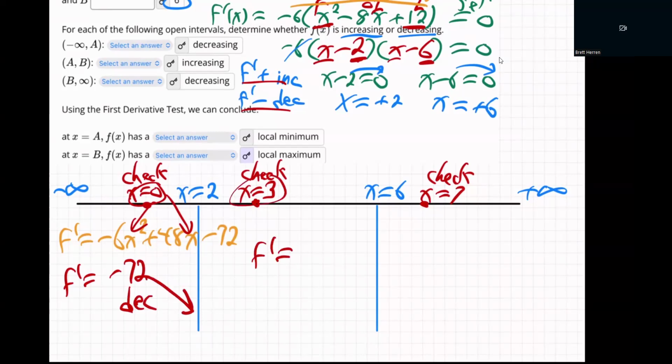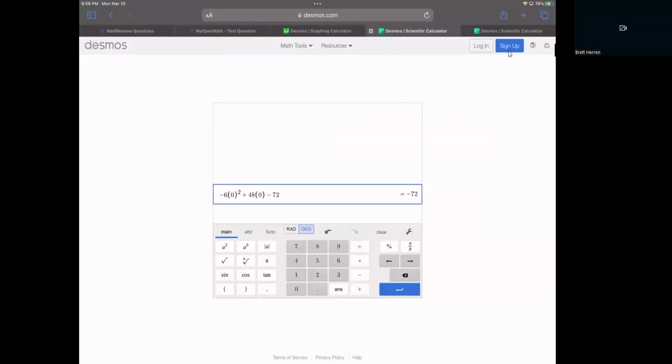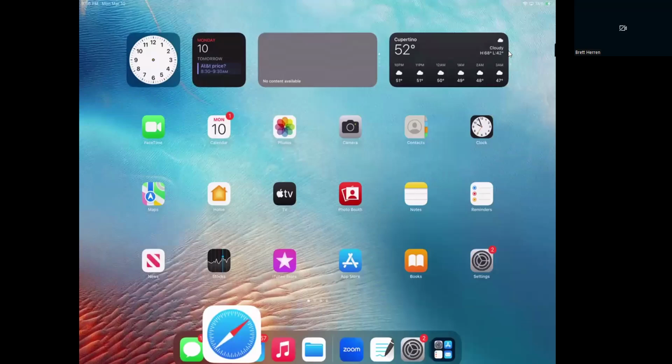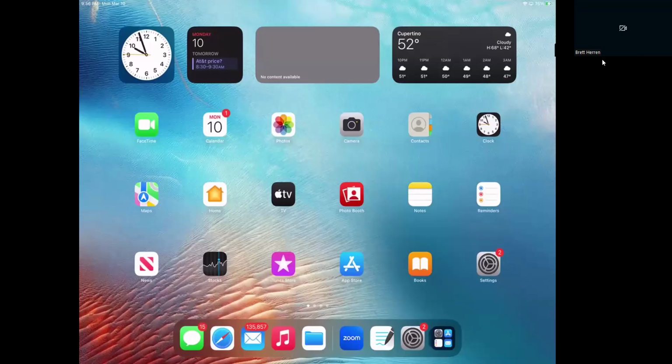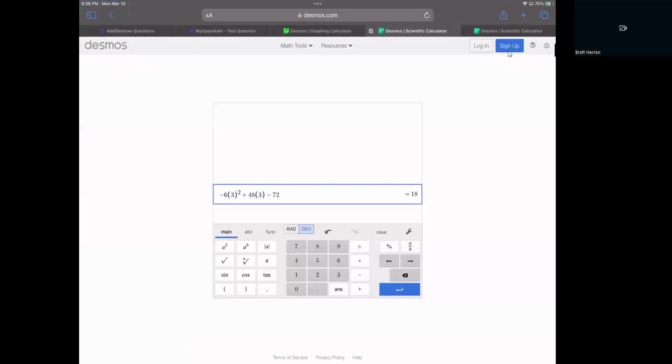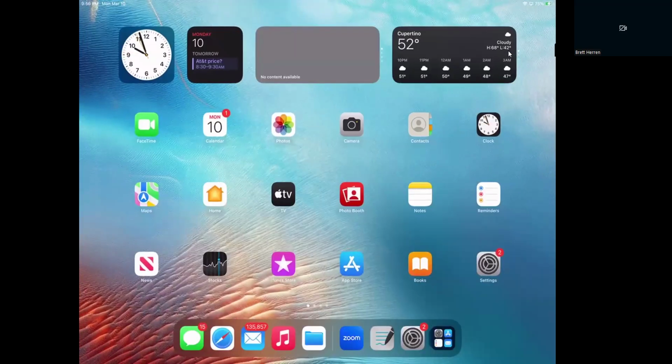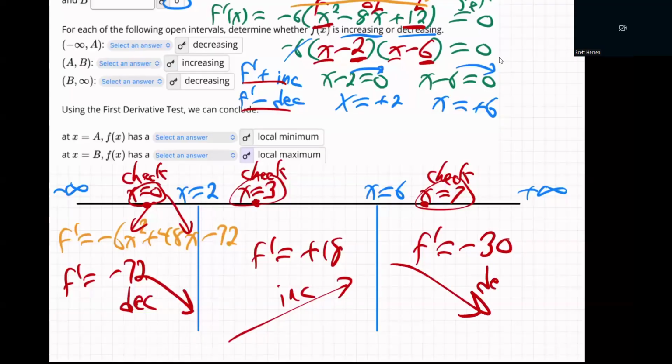F prime in the middle, going to plug in 3. Go back and put in 3. What are we going to get when we put in 3? We're going to get 18. So that comes out positive 18. That means it's increasing in that section. Finally, going to plug in 7. Let's go back and plug in 7. So 7, I get negative 30. And so that's negative 30. Means it's decreasing in that section.